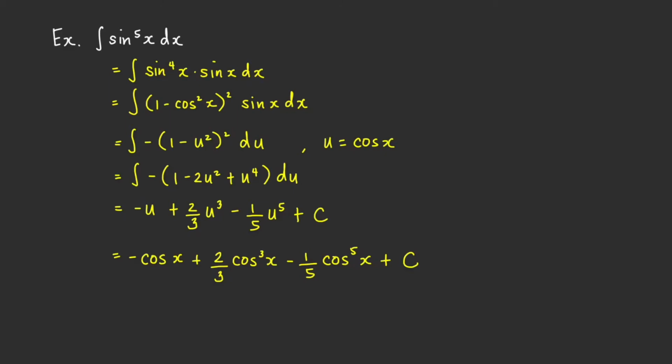And again, don't forget to put back your u in terms of x. So u is equal to cosine x. So using this substitution equation, you'll get negative cosine x plus 2/3 cosine cubed x minus 1 over 5 cosine raised to 5 of x plus c.